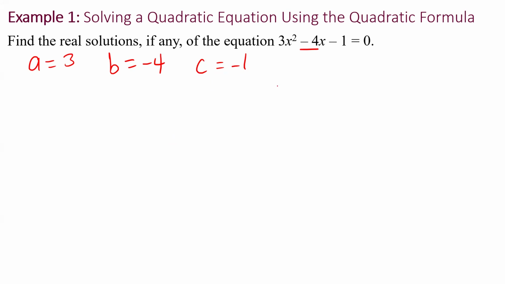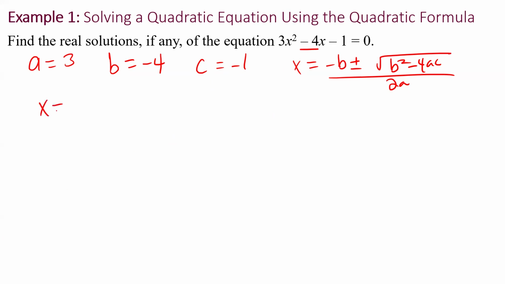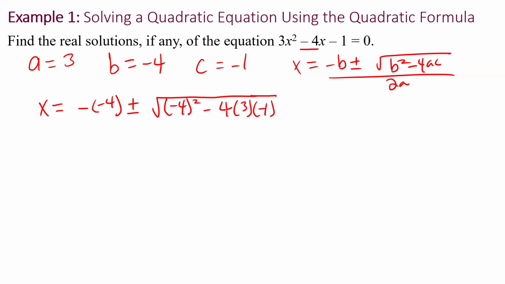Now you're going to be plugging it into the formula. x equals negative b plus or minus the square root of b squared minus 4ac divided by 2a. So we've identified our variables. We're now going to substitute them in. So we get x equals negative b plus or minus the square root of b squared minus 4ac divided by 2a.